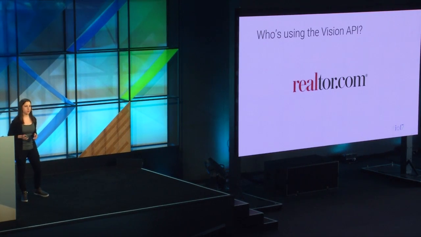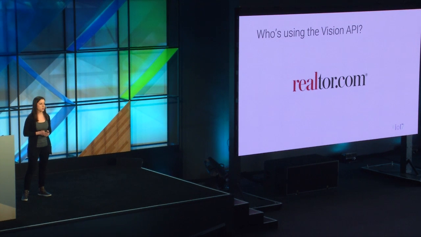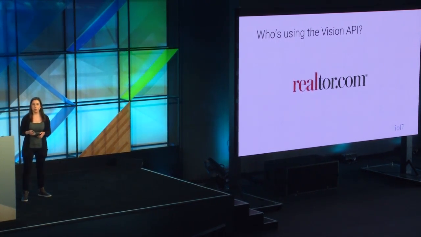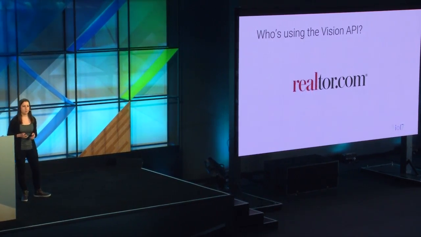So for the Vision API, my example is Realtor.com. They are a real estate listing service, and they're using the Vision API in their mobile app. They have an iOS and Android app, and when people are out and about looking at houses, they can take a picture on the app. They're using the Vision API's OCR, optical character recognition, to extract the text from the image of the listing. Then they can pull up the relevant listing inside the application.